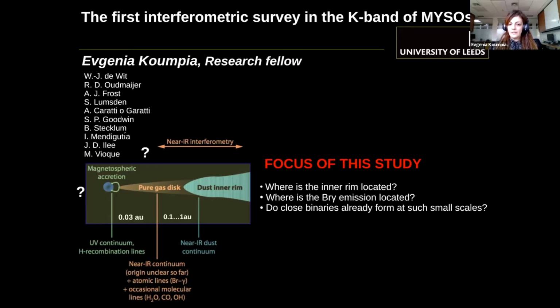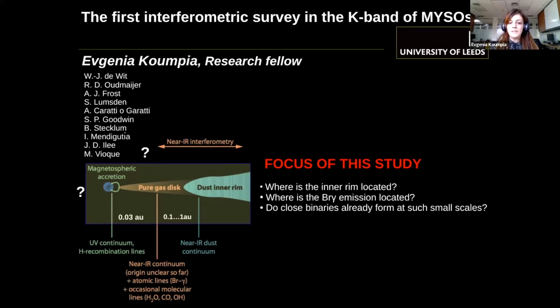First of all, are there small-scale disks surrounding YSOs? And if so, where is the inner rim of those disks located? Also, how does the ionization environment look like at these sub-AU, AU scales? And we want to trace this ionization by Brackett gamma emission. So basically, where is the Brackett gamma emission located?